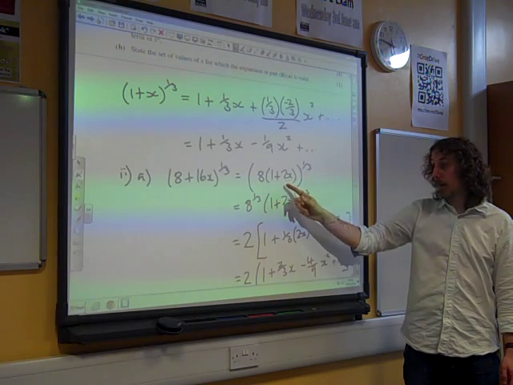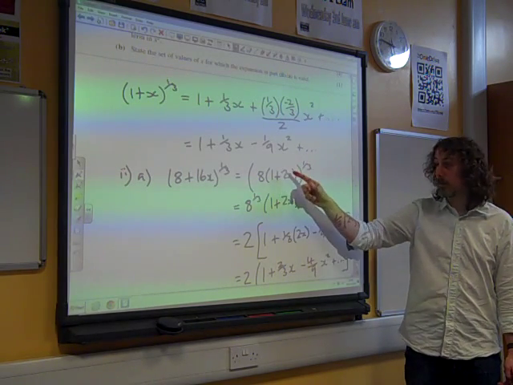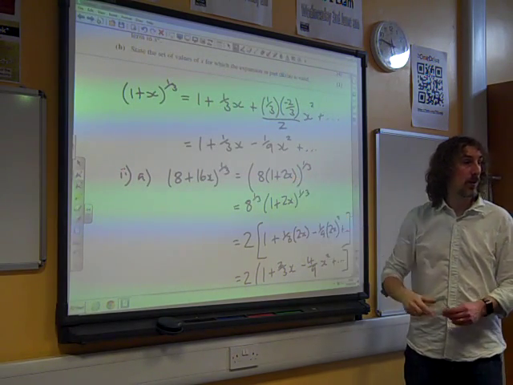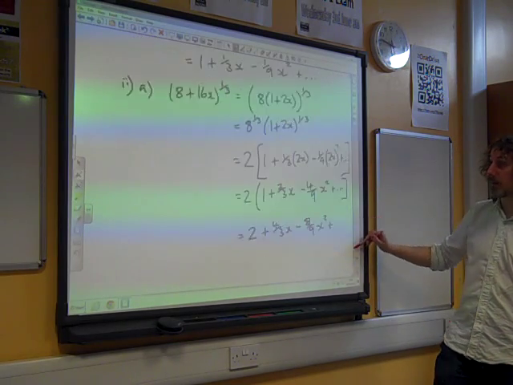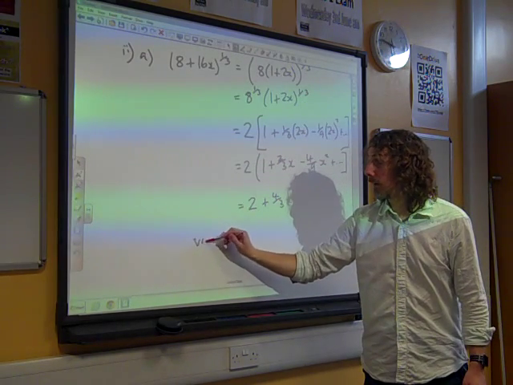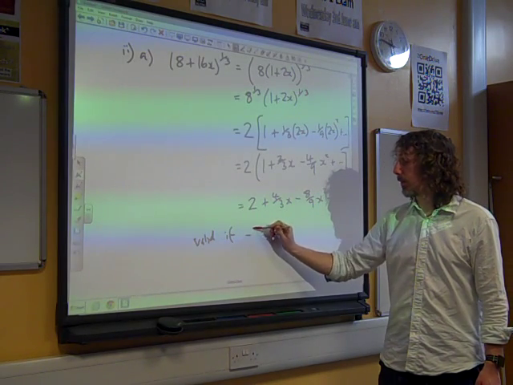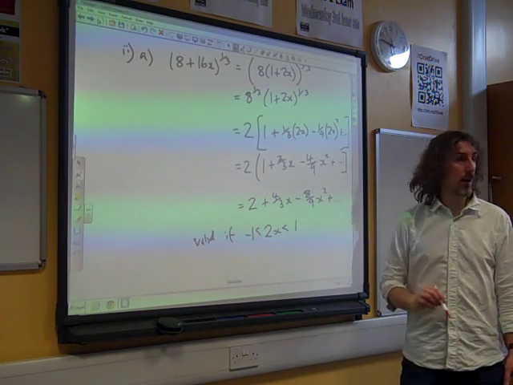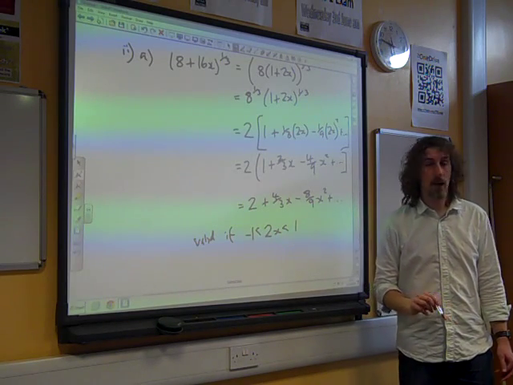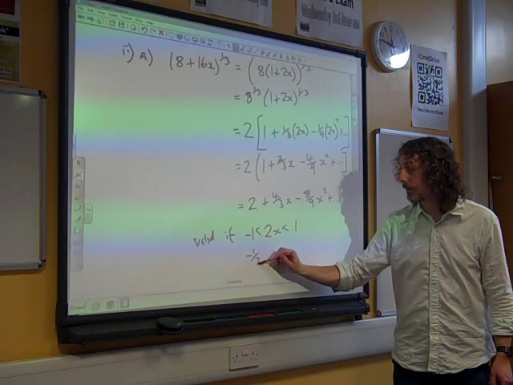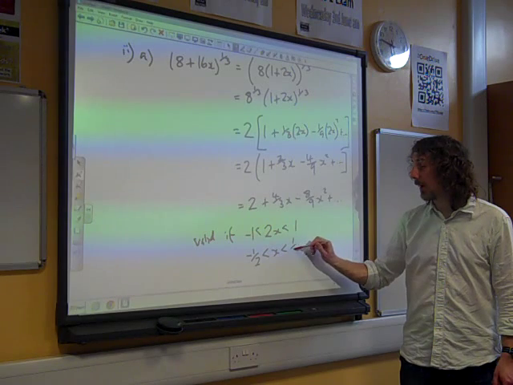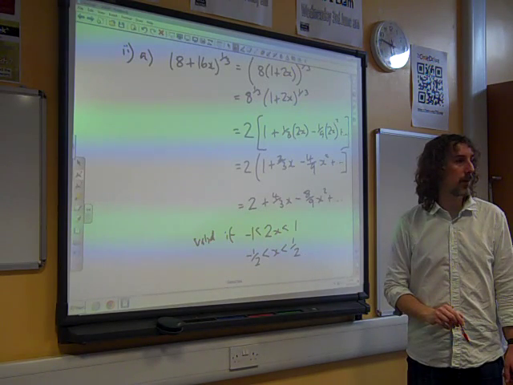So here, the binomial expansion bit, we did 1 plus 2x. So this is valid so long as 2x is between -1 and +1. Okay, so that gives us x between -1/2 and +1/2.